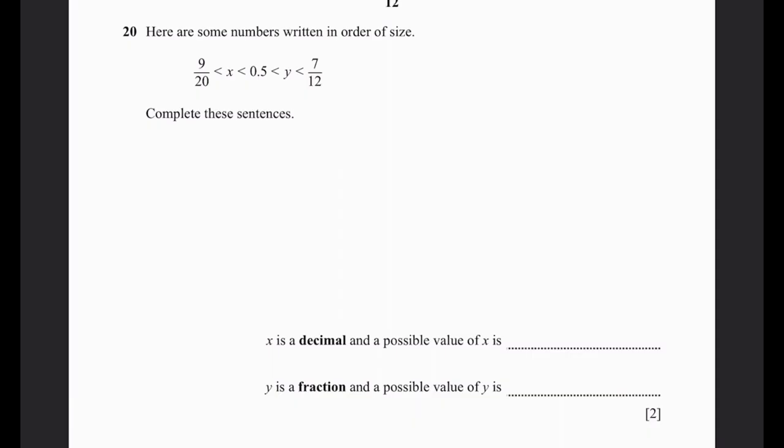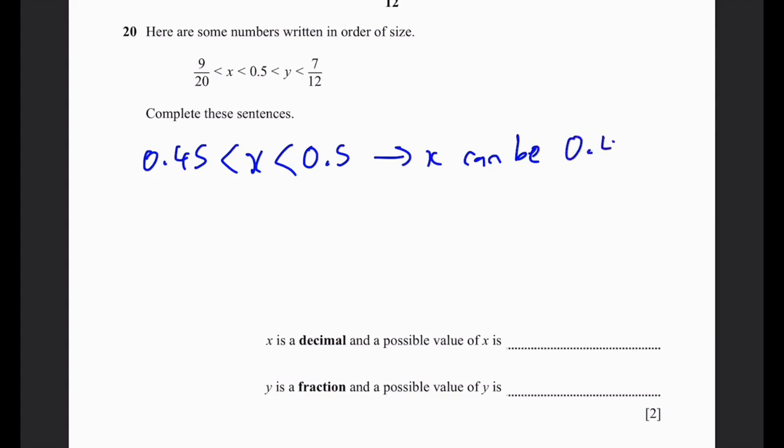Here are some numbers written in order of size. Complete the sentences. x is a decimal and a possible value of x is dash. y is a fraction, a possible value of y is dash. So let's convert this to a decimal. That'll be 0.45. So x is greater than 0.45 and less than 0.5, so a decimal value in between these two. You can take any decimal value. I'm taking 0.47.